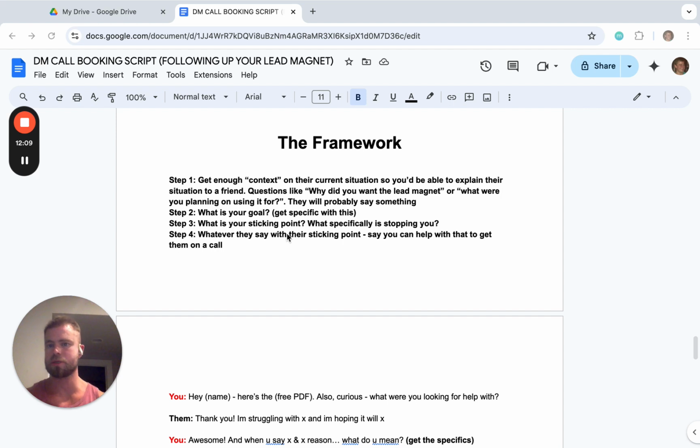Okay. Step three is just getting their sticking point. Like, why haven't you been able to solve this yet? Like, what's in your way? Have you tried other stuff? Okay. And then step four, whatever they say their sticking point is, you just say that you can help with that to get them on a call. That is how setting works at a very high level.